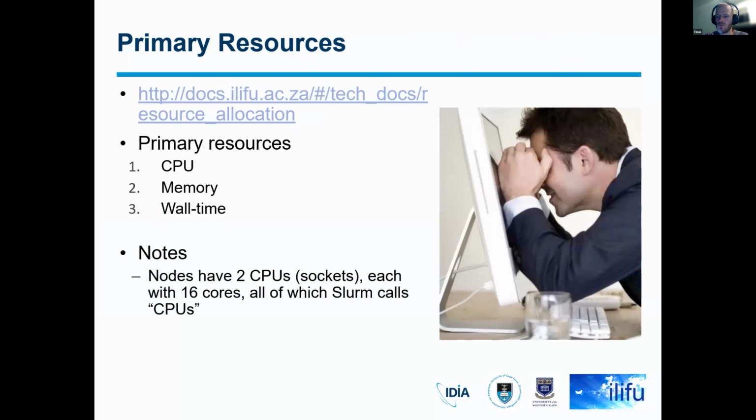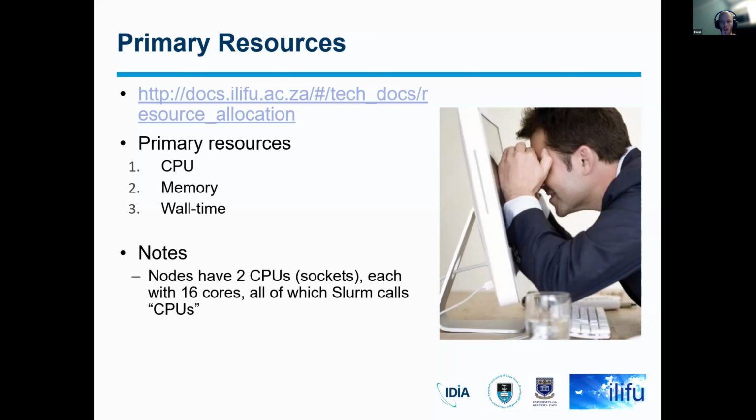Okay, so now we can finally get into the nitty-gritty of resource allocation. With a job, there are three main types of resources that can actually be used. You have your CPU that can be requested. You've got memory, and you've got your wall time. The wall time is basically how long your job is going to be running on the cluster, specifically the maximum time.